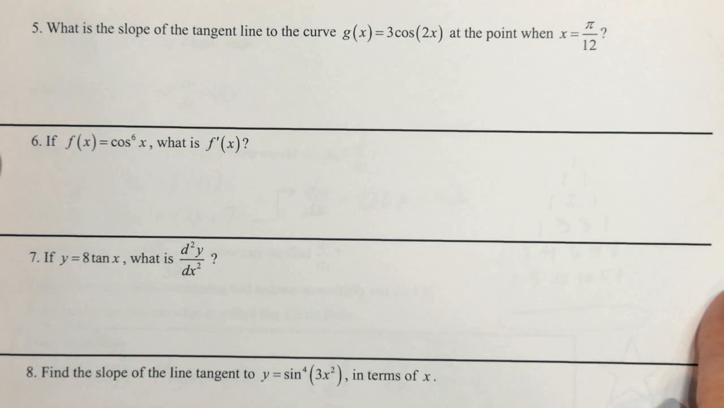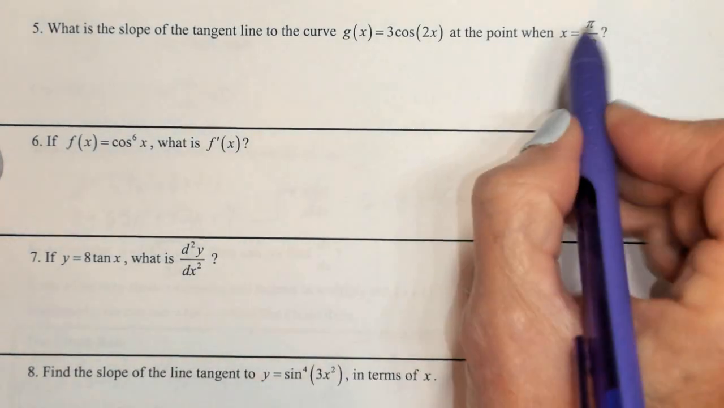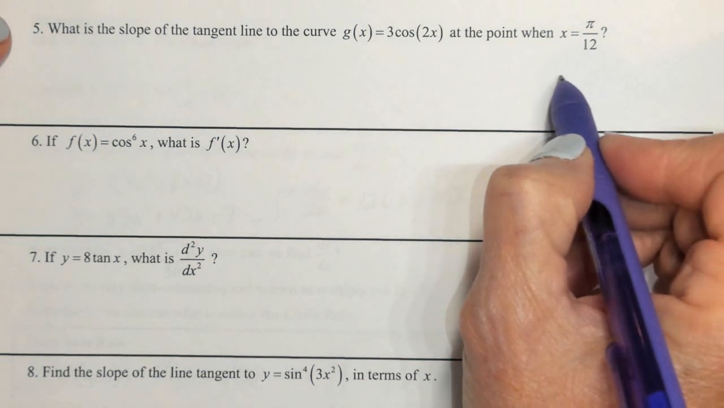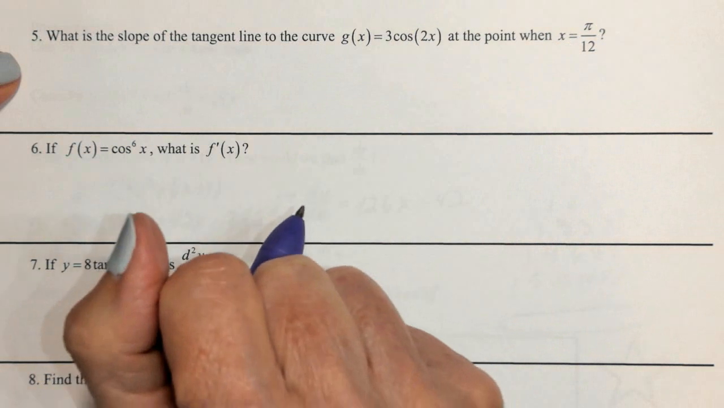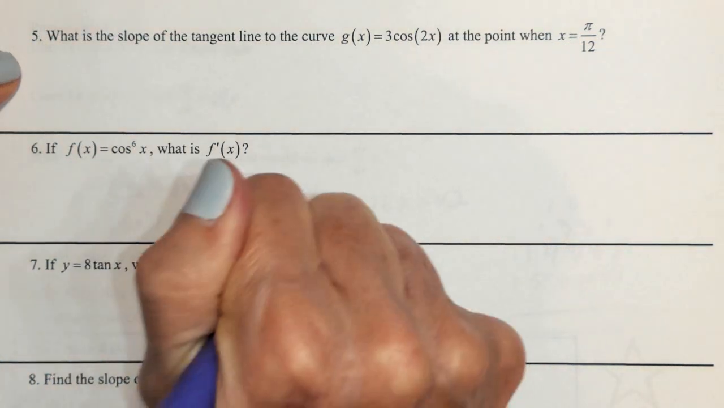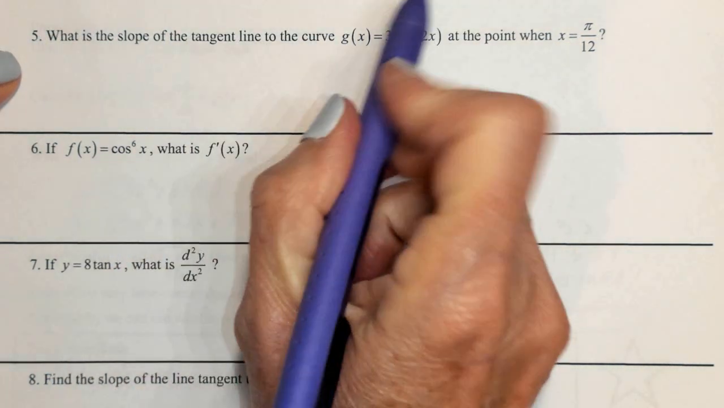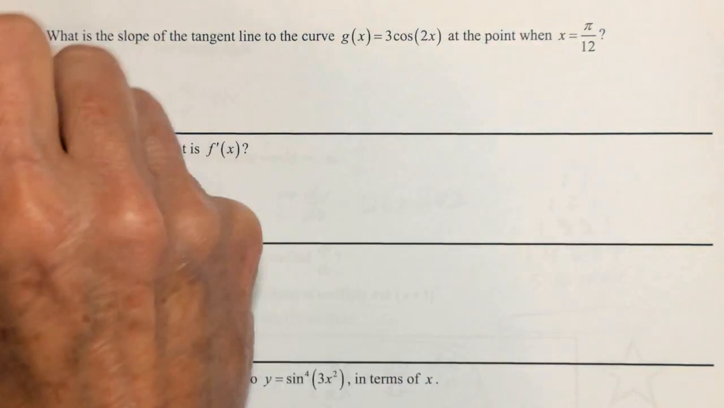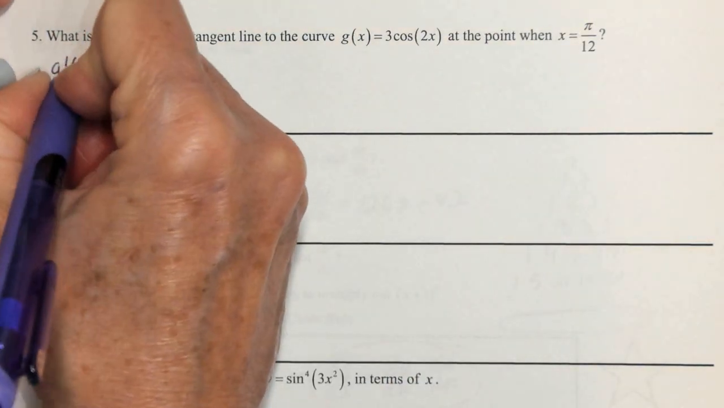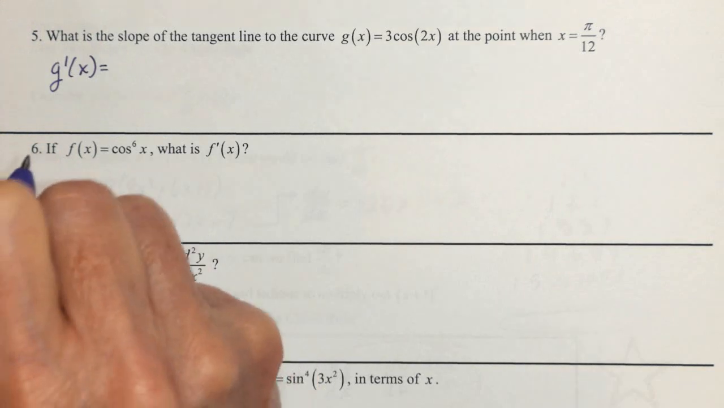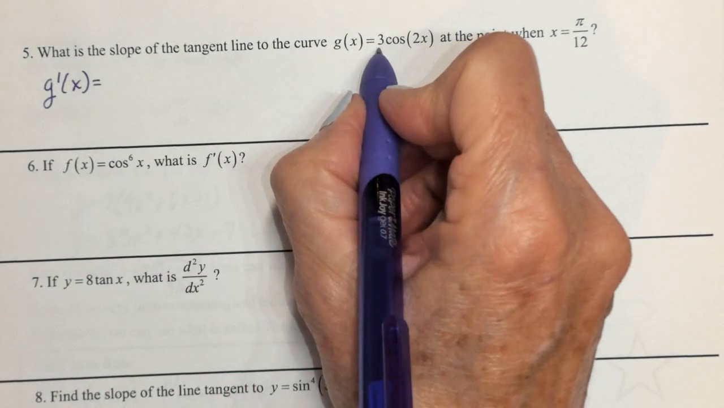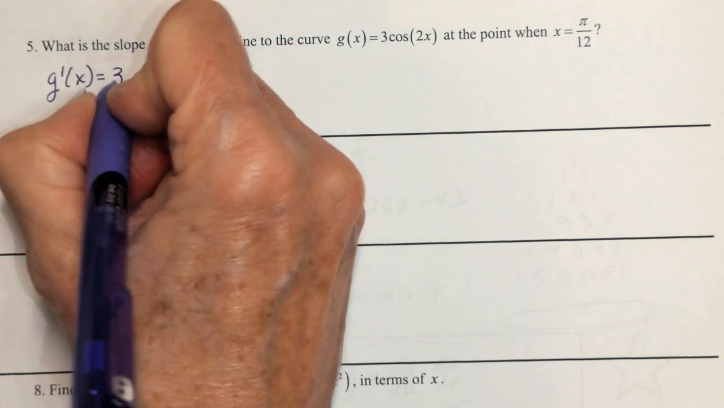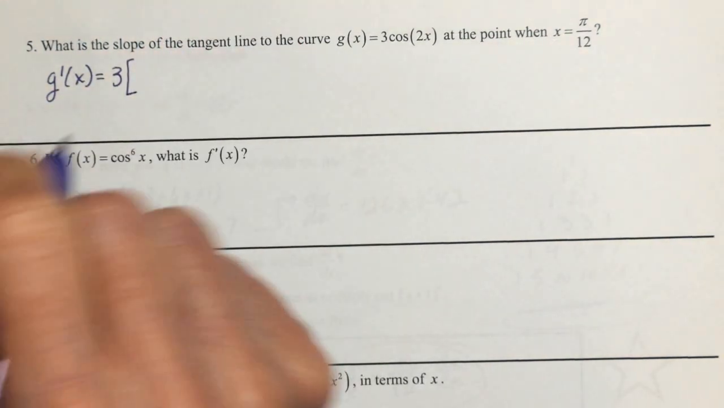What is the slope of the tangent line to this curve at the point when x is pi over 12? Okay. Do you see a power? Because I don't see a power. If there is a power, we must take care of that power first. Okay? But there is no power. So I just go to whatever is outside now. Well, what's outside is a 3, but I'm just going to be multiplying by 3. So I'll just multiply the whole thing by 3.